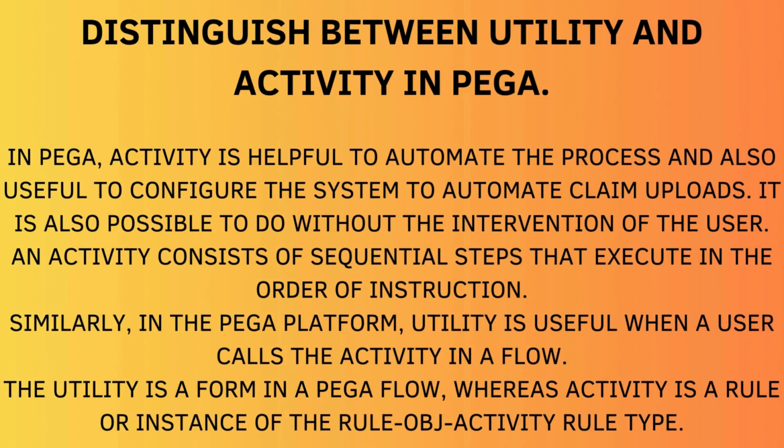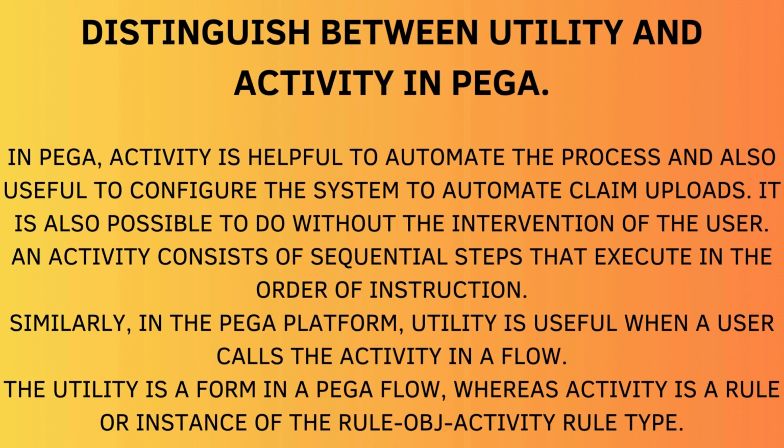Distinguish between utility and activity in Pega. In Pega, activity is helpful to automate the process and also useful to configure the system to automate claim uploads. It is also possible to do without the intervention of the user. An activity consists of sequential steps that execute in the order of instruction.